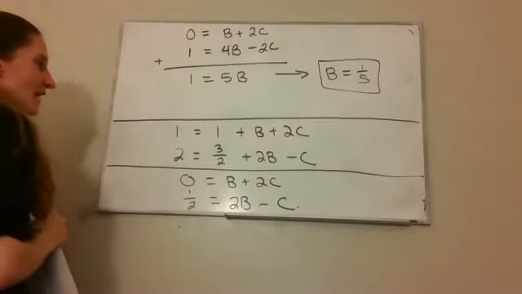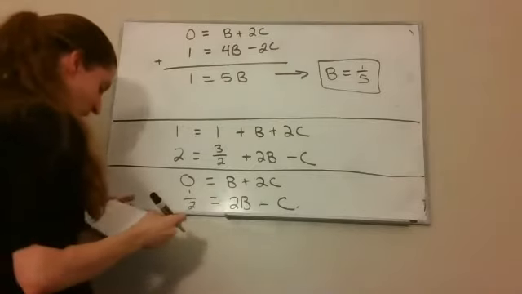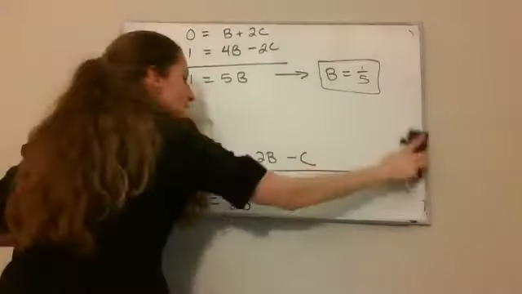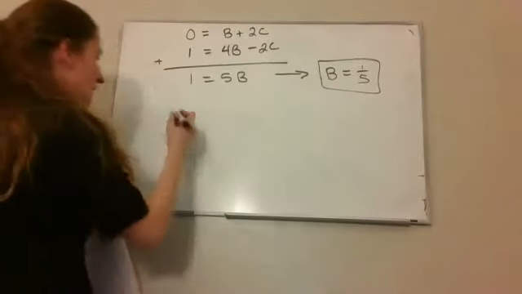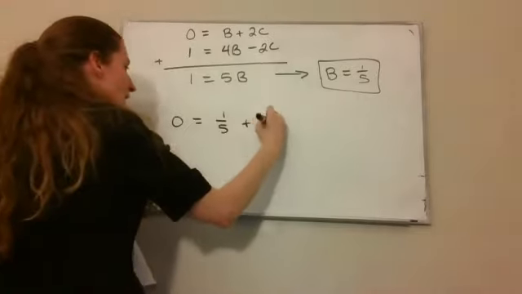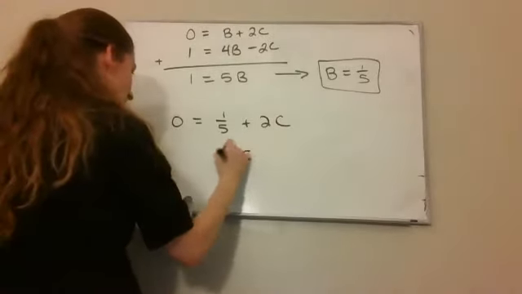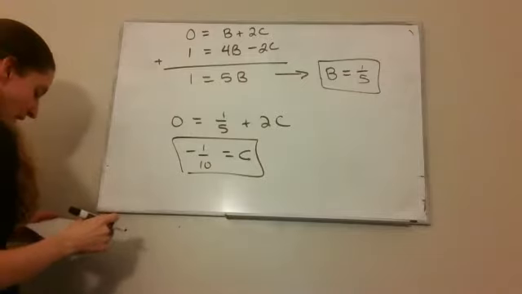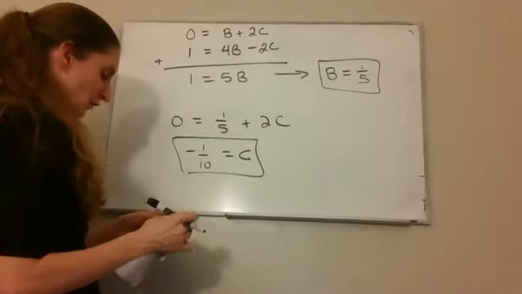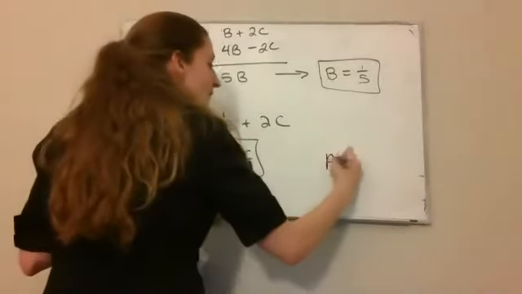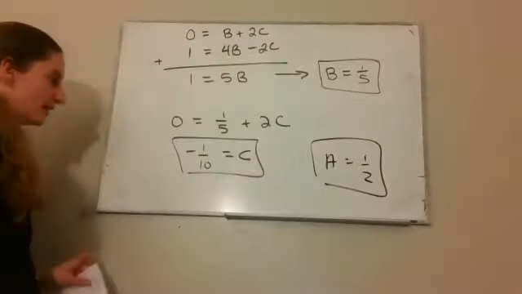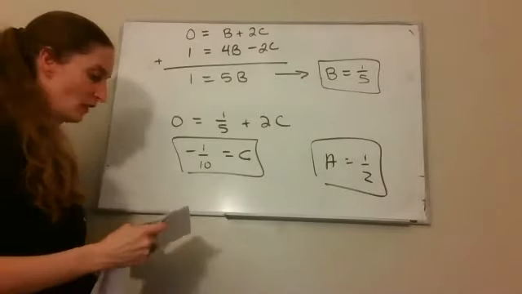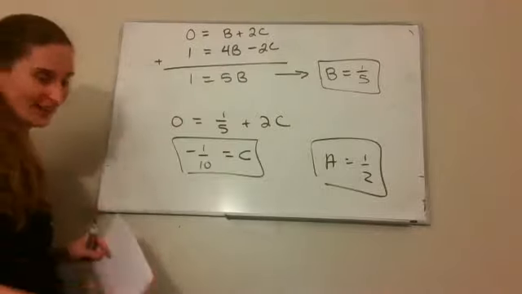And now that I know what b is, I can figure out what c is. So using 0 equals b plus 2c, I can figure out my c. 0 equals b plus 2c means that my c is going to be equal to -1/10. So we had a was, I already forgot because I erased it. My a was equal to 1/2, b is 1/5, and c is -1/10. So now we can rewrite our rational function using its partial fractions, and then we can finally integrate it.